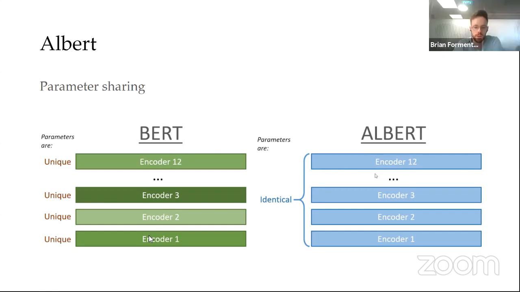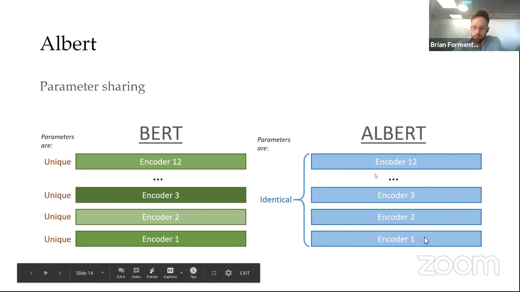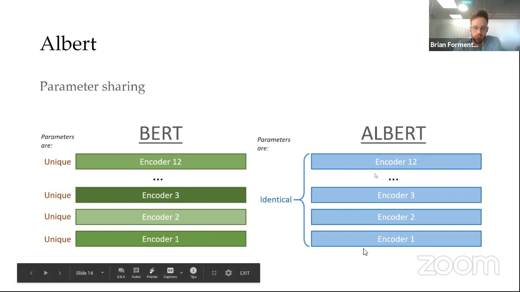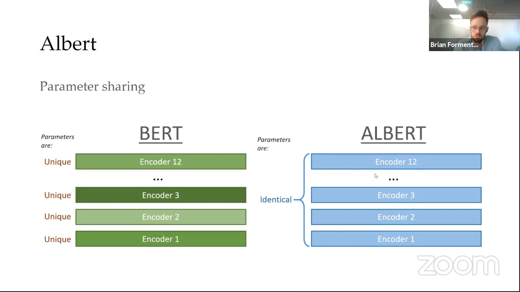So from what I understood, it's the first layer. They learn BERT, and then they just take the first layer and propagate it, from what I understood. And the parameters in the first one would be the same ones across all the encoder layers.